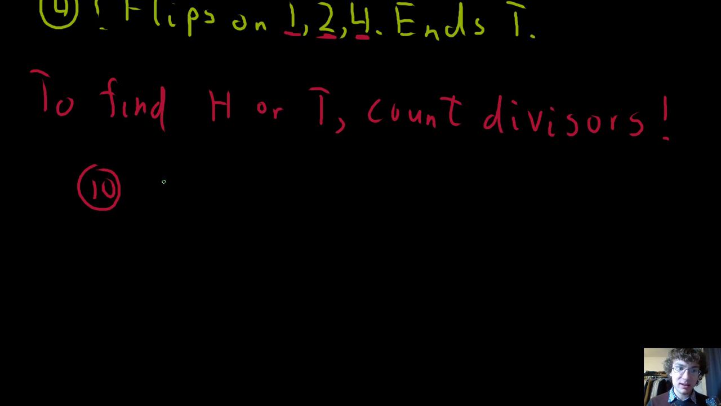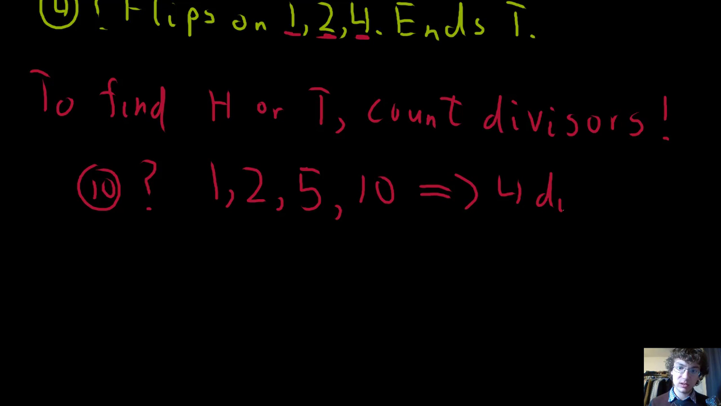Well, coin 10, the divisors of 10 are the numbers which, when 10 is divided by that number, you get an integer back. So all of the divisors of 10 are 1, 2, because 10 divided by 2 is 5, 5, and 10. So we count them. There's 1, 2, 3, 4 divisors, which means that coin 10 flips an even number of times, and an even number of times flipping means you get back to where you started. So he's going to end on heads. But let's think about a different one, coin 16.